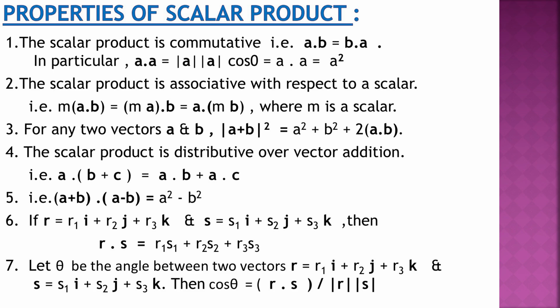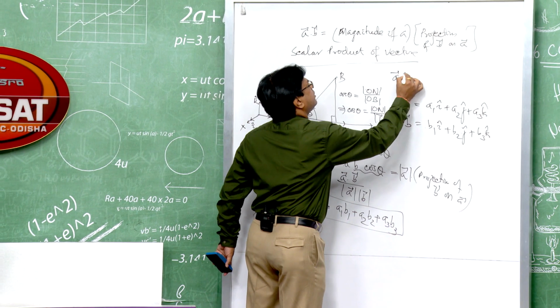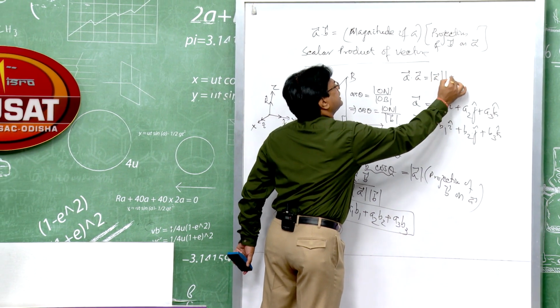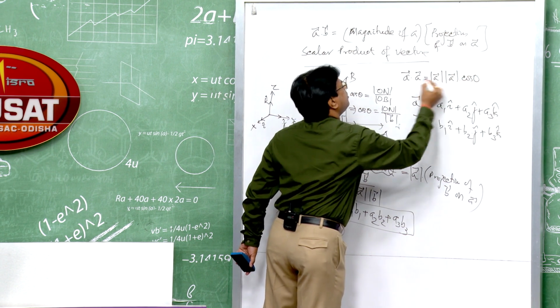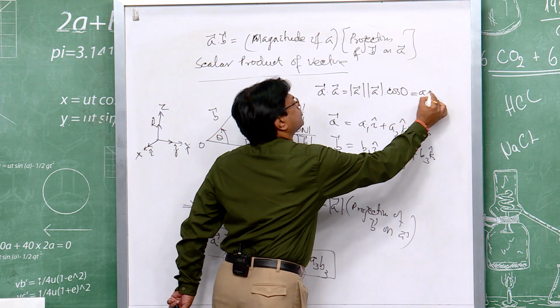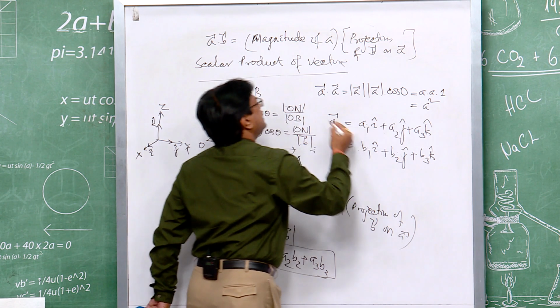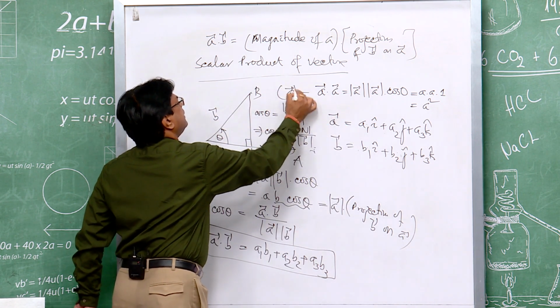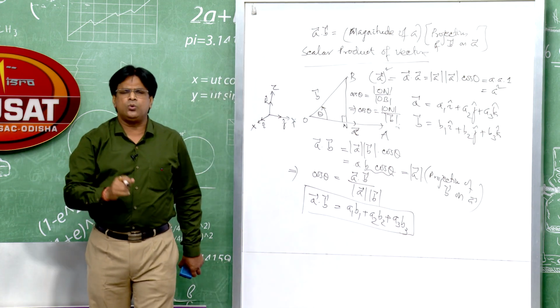Then come to the properties of scalar product. The scalar product is commutative, that is A dot B is equal to B dot A. In particular, A dot A is nothing but the magnitude of A into magnitude of A into cos 0, that is a into a is equal to a square. So, A dot A is equal to a magnitude into cos 0, because 0 is the angle between these two vectors, that is A and A itself. So, this is 1. So, a into 1, that is a square. So, A vector squared is equal to a magnitude squared.